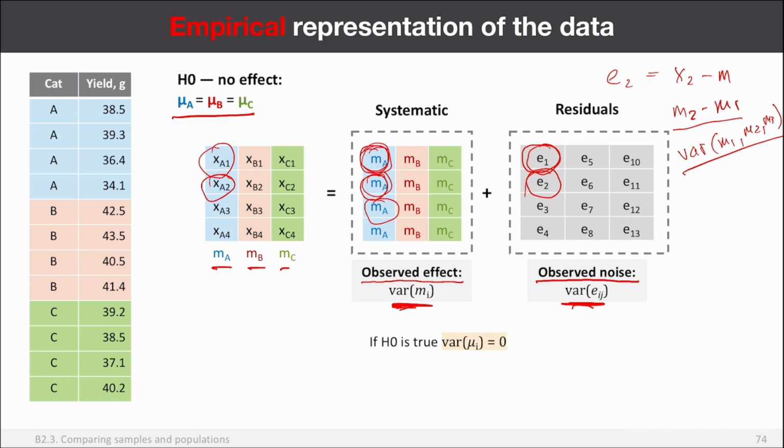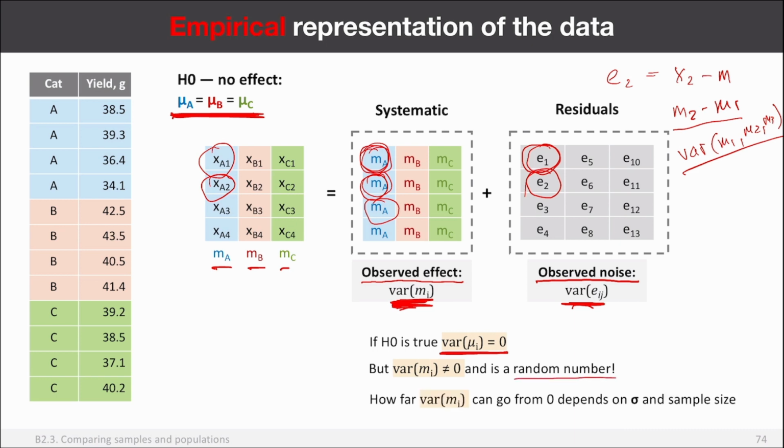And now let's think, the expected variance, the variance of population means, is zero, and it will be zero if the null hypothesis is true, right? But the calculated, the observed effect is never zero. The variance of mean values will never be zero, because you remember mean values are also random values. So it means that the variance of mean values will also be a random number. But if it's a random number, most likely, not always, but most likely, it follows a certain distribution. And then we can see how far this random number can go from zero if the null hypothesis is true.